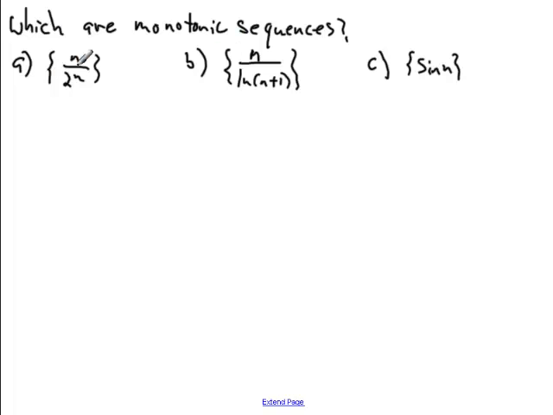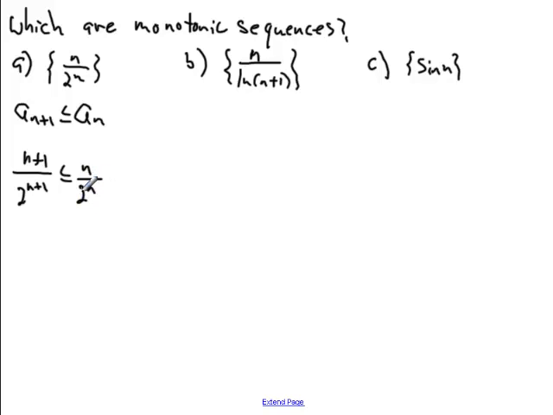which are monotonic sequences. Let's start with n over 2 to the n. What we need to show here is that a_{n+1} is less than or equal to a_n, because it's pretty clear that the denominator grows much faster than the numerator, and therefore we expect this to be a monotonically decreasing sequence, and therefore a_{n+1} less than or equal to a_n is what we want to show. By definition, that means (n+1) over 2^(n+1) less than or equal to n over 2^n.